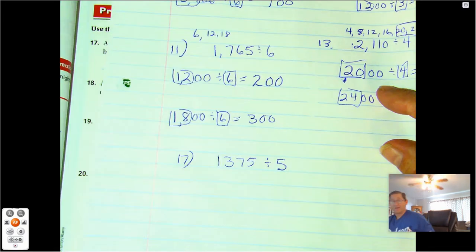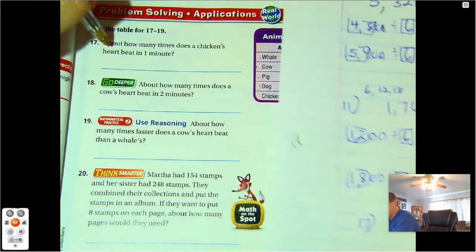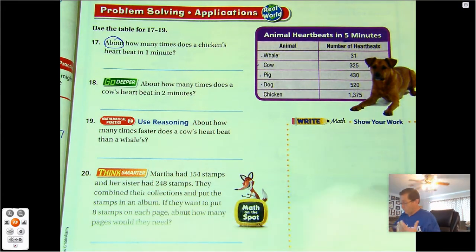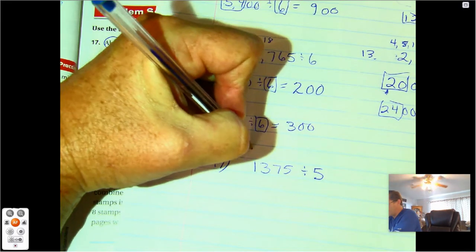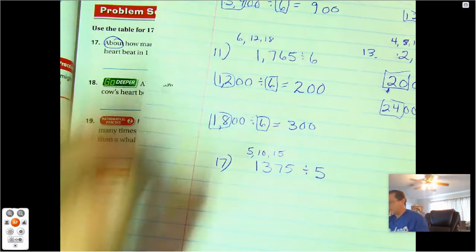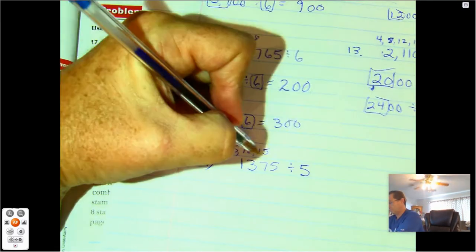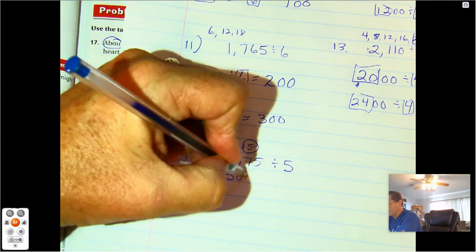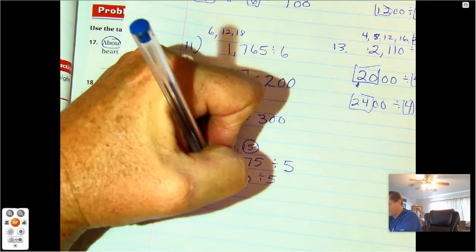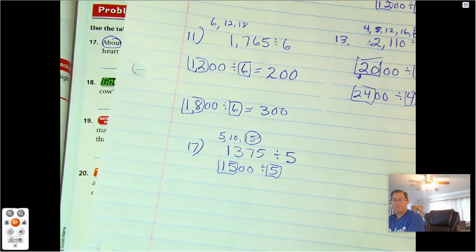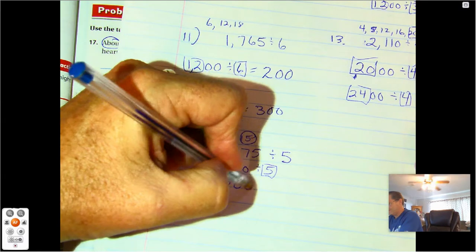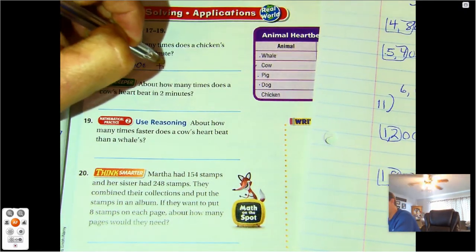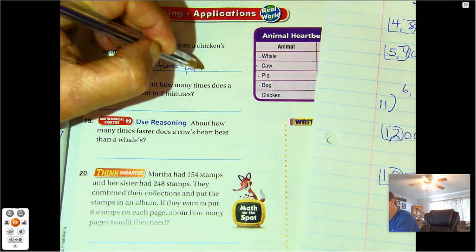Okay, and now 17, it has a key word. It says about. So we're estimating this. So which multiple of 5 is closest to 13? Well, 15 is. So let's change 1,375 to 1,500. And 15 divided by 5 is 300. Wow. 300 times per minute. That's a lot of beats.